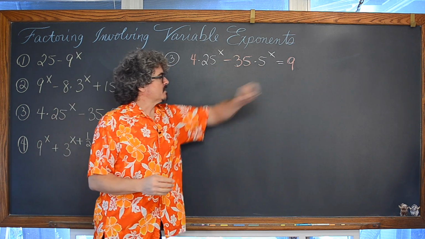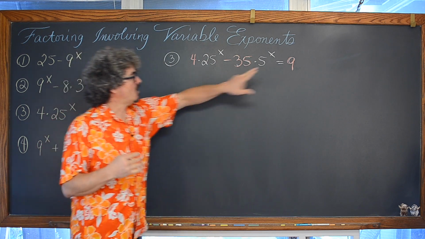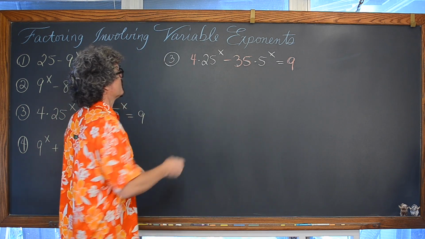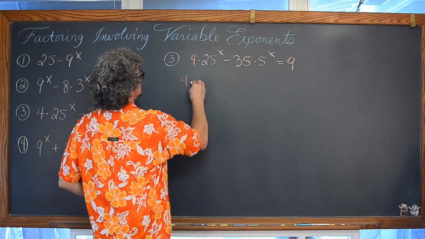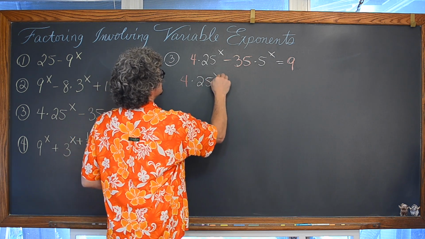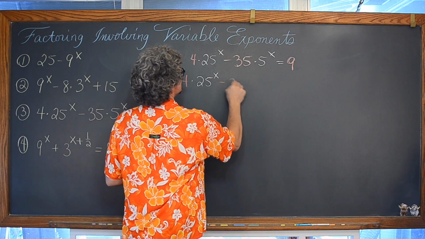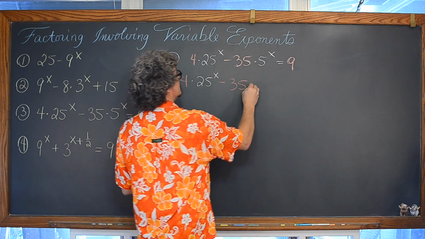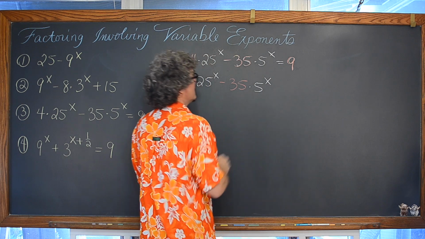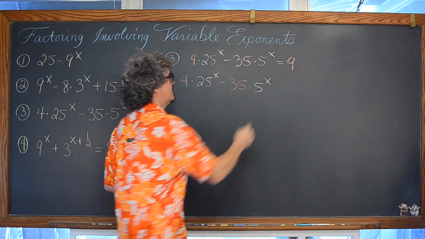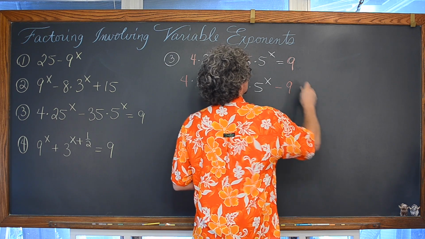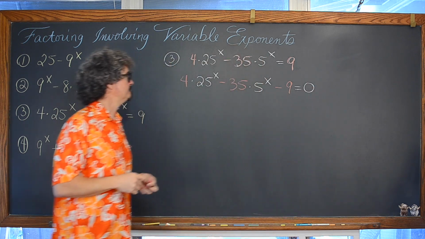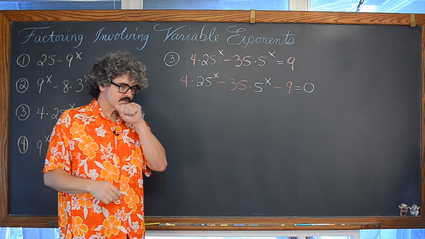Let's set this thing equal to 0 and solve this equation. So we're going to have 4 times 25 raised to the power of x minus 35 times 5 to the x. We're going to bring this 9 over with subtraction and have minus 9 equal to 0. So how do we solve this?